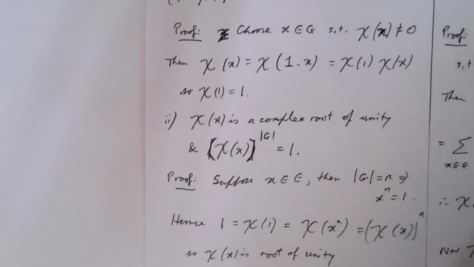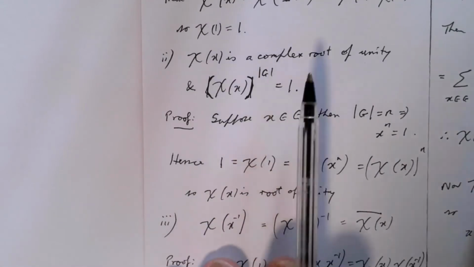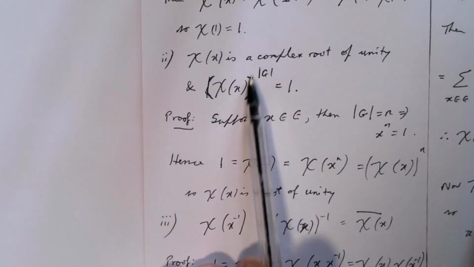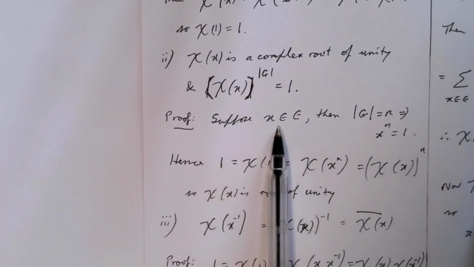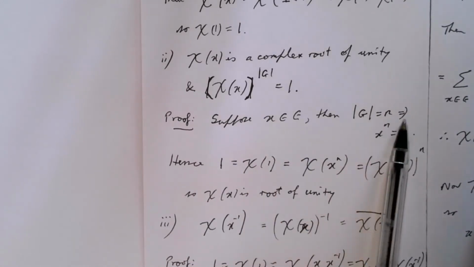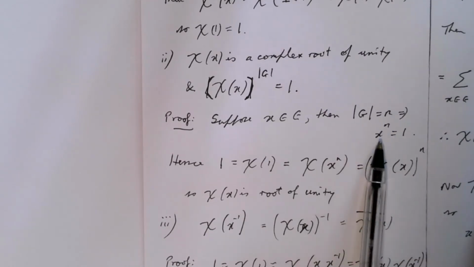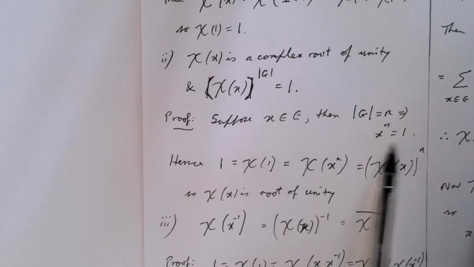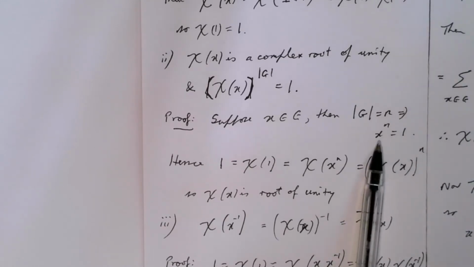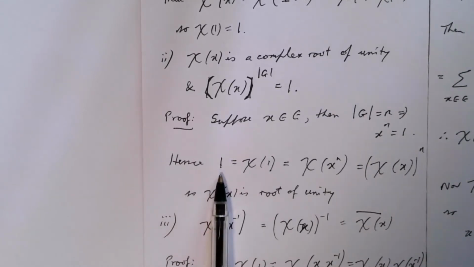Secondly, of course, chi is a complex root of unity. It's a complex nth root of unity, where n is the size of the group. So again, we take x in G, and we put the size of the group to be n. That means every element, when I raise it to the power n, gives 1. It won't necessarily be the order of it, but every element to the power of n is 1 from basic group theory.